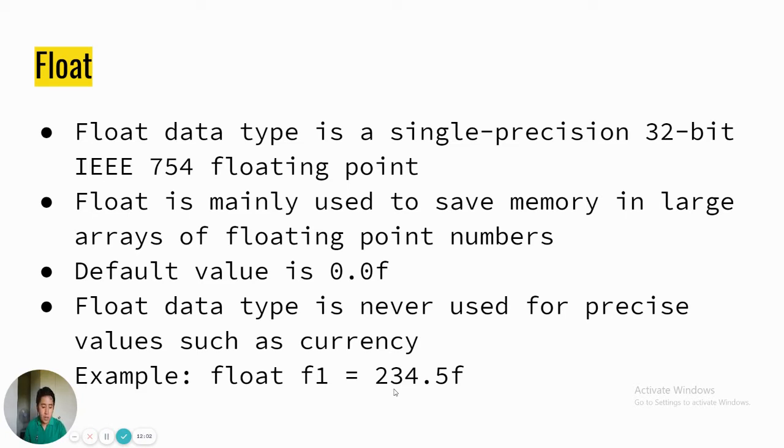So what's the default value of float? The default value is 0.0f. The float data type is never used for precise values such as currency. For example, when you declare a float variable, let's say the name of the variable that you created is f1, the data type is float and the value is 234.5. So that is an example of float.